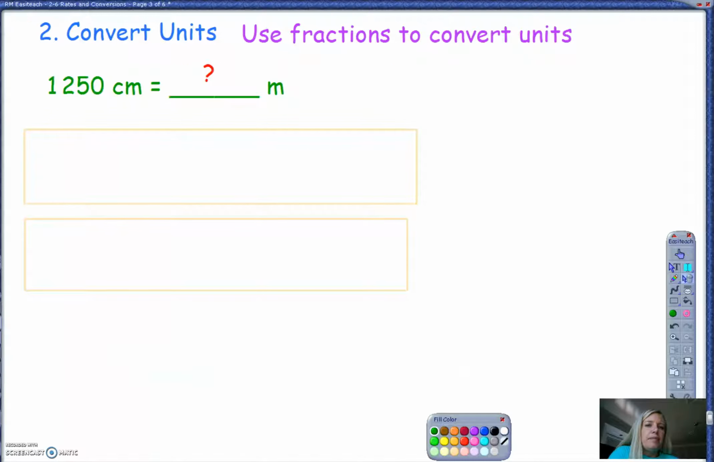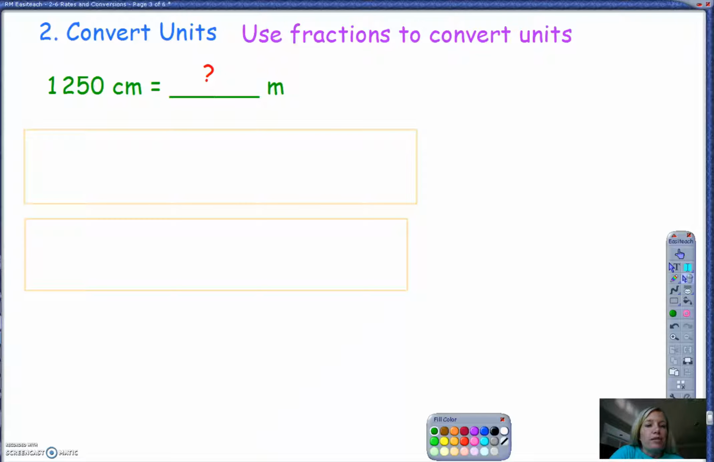Okay, so our second is learning how to convert units. So we're going to use fractions to convert units. Sometimes we're going to be converting across just the metric system, which our first example is. Sometimes we'll be converting from metric to customary or customary to metric. Customary is what we use here in the United States, and metric is pretty much what everyone else in the world uses.